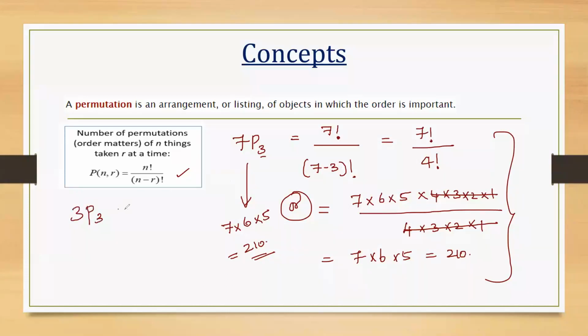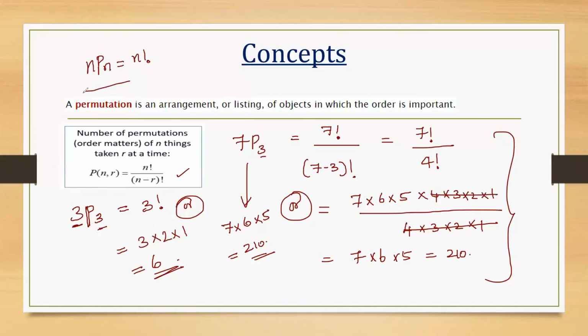3P3. What is the value of 3P3? 3 chairs, 3 persons. We need to arrange them. 3 chairs, 3 people, it's nothing but 3 factorial. Or else you can do as I did: 3 from 3 numbers reverse, 3, 2, 1, you have 6. Yes, Sanju, good. Yes, Ash. So it's clear. nPn is equal to n factorial.